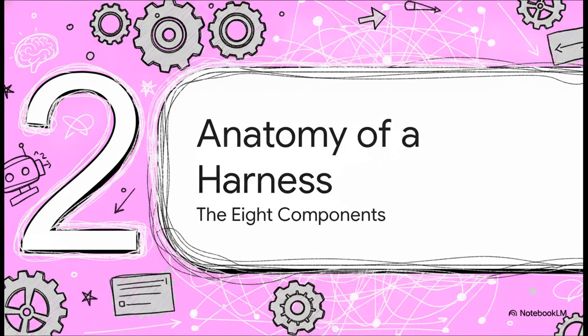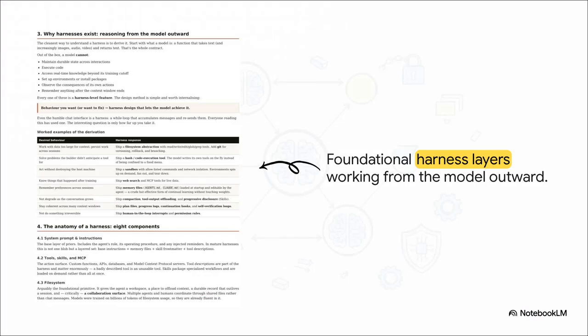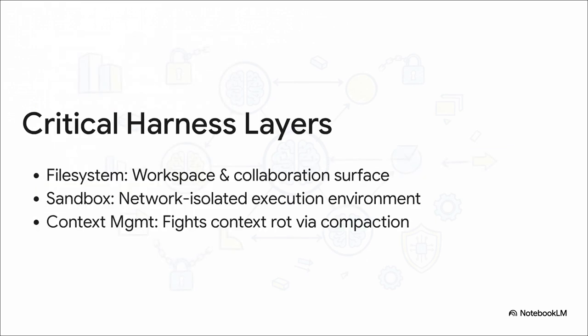Moving on to Section 2, Anatomy of a Harness, the 8 components. Looking at how this whole thing is structured, it's just fascinating to see the foundational primitives working from the model outward. You've got these layers, right? Like the system prompt, the tools, the skills, and highly critical components like the file system, which acts as the ultimate collaboration surface for the agent. Now, the source document actually details 8 different components. We don't have time to cover all the specifics today, but you absolutely must get these 3 right.